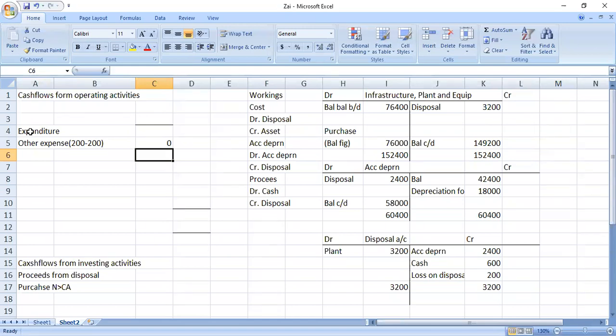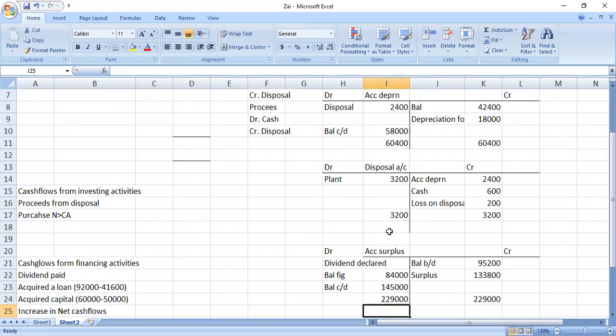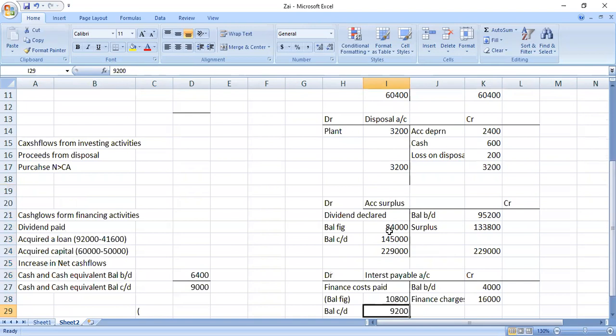So once you're done with that, let's go to note 2. Note 2 says dividend. Once it talks about the dividend, automatically you have to draw the T account of accumulated surplus to determine how much was declared and then later how much was paid. So this is my account, accumulated surplus T account. Bring the opening balances as usual, and then pass the surplus for there. Okay, balance off to determine how much dividend was declared.